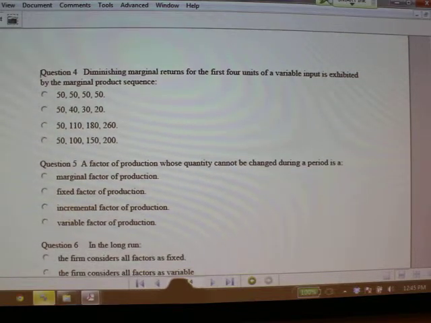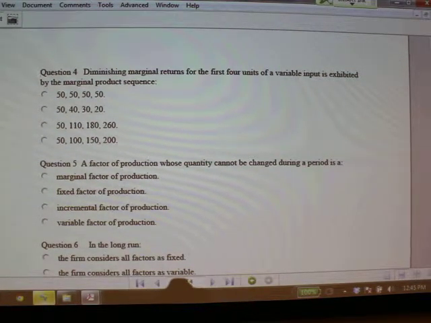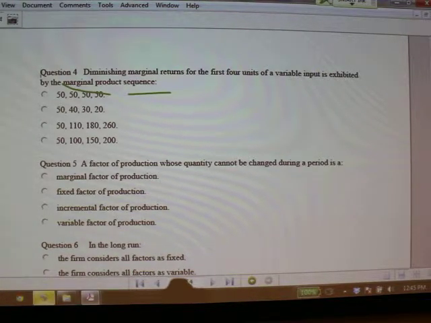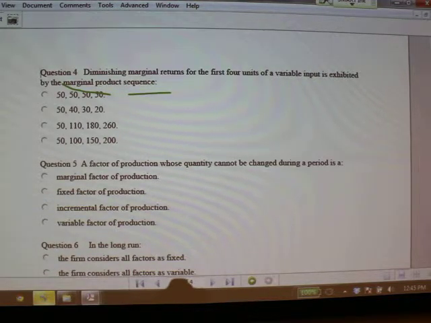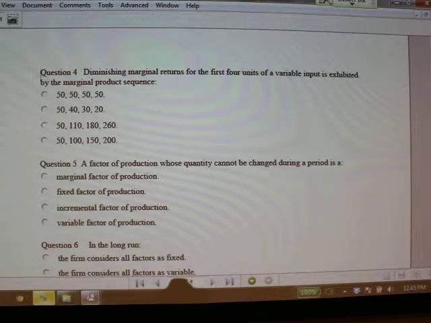Question 4 is about the same concept. This is a marginal product sequence. So in the last problem, it was 1, 2, 4, 2, right? But here we have different sequences. And which of these exhibits diminishing marginal returns? This one. So 4 is B.